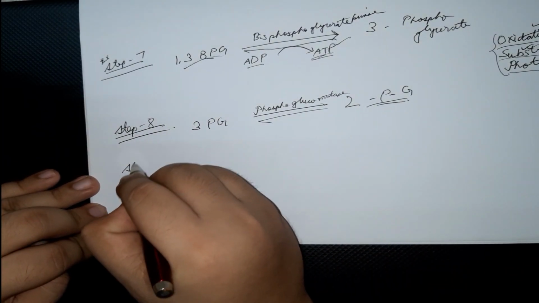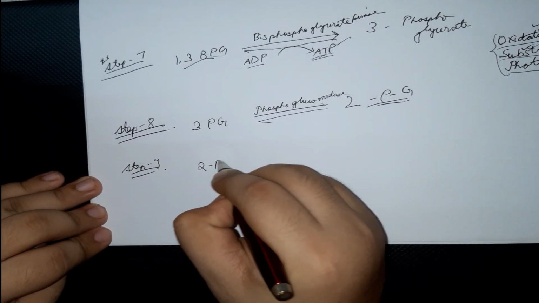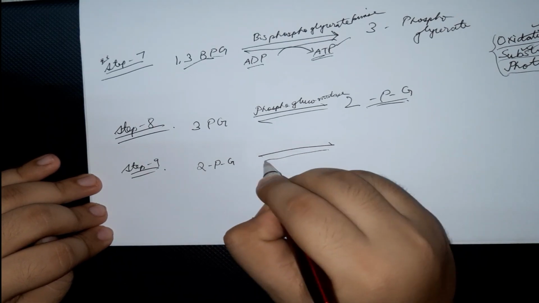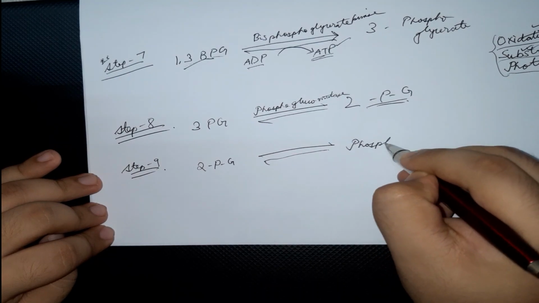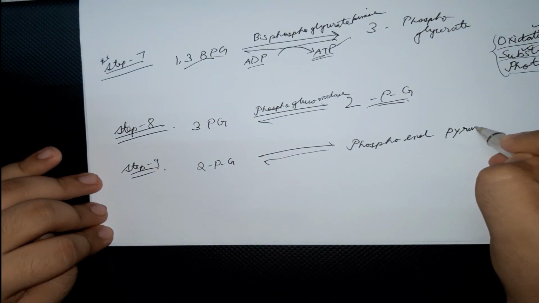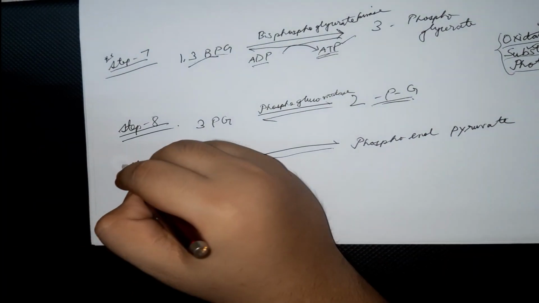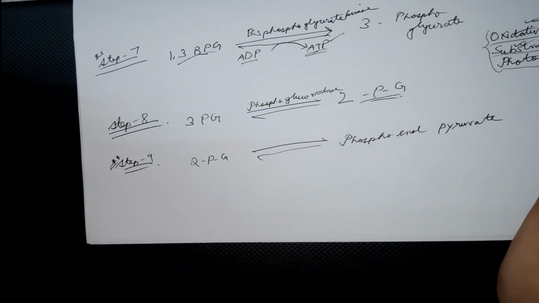Now step 9. Step 9 is 2-phosphoglycerate to phosphoenol pyruvate. Very important. This is another important step, very important step. 2-phosphoglycerate to phosphoenol pyruvate.